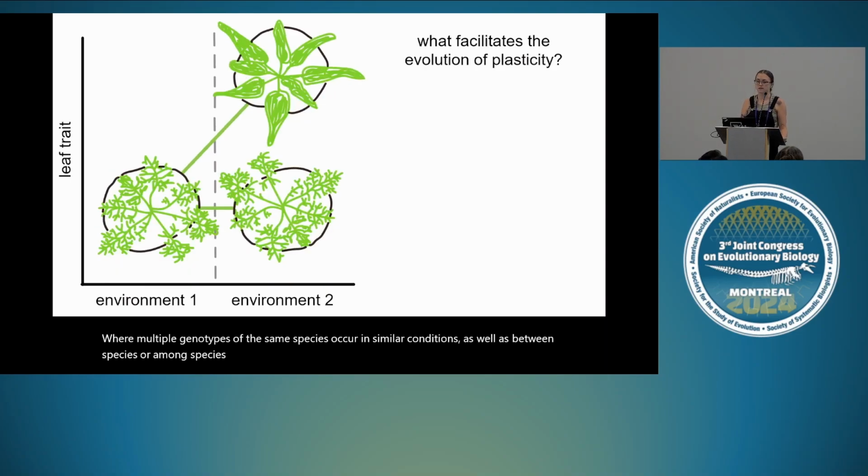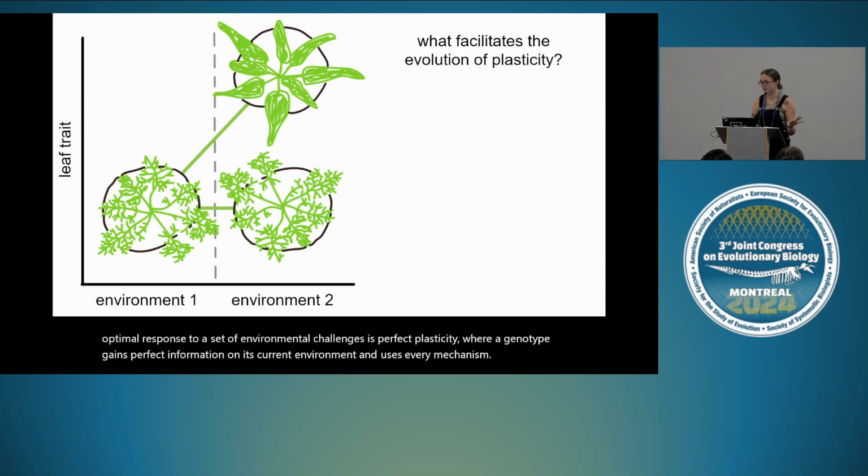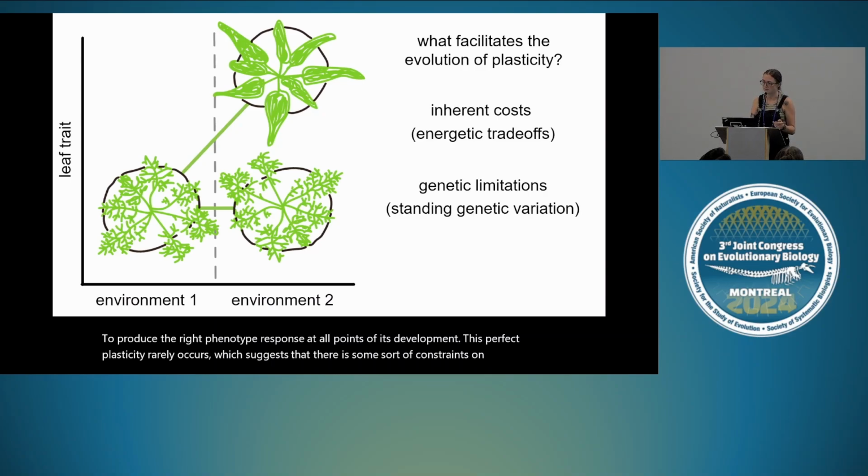So what inhibits or allows the evolution of plasticity? Although the optimal response to a set of environmental challenges is perfect plasticity, where a genotype gains perfect information on its current environment and uses every mechanism to produce the right phenotype response at all points of its development, this perfect plasticity rarely occurs, which suggests that there are some sort of constraints on the evolution of plasticity. And these manifest as inherent costs in the form of energetic trade-offs or genetic limitations, where standing genetic variation is just insufficient to produce a plastic response.